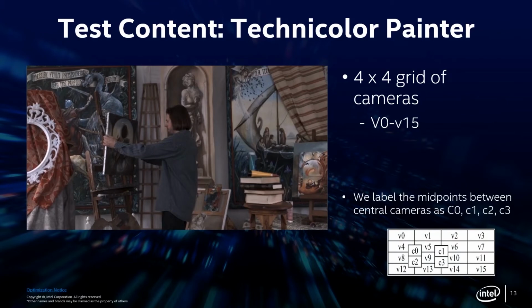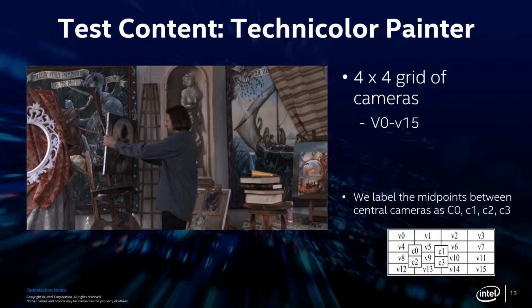So to do some quantification of this and some other concepts we're going to describe, we chose a piece of test content called Technicolor Painter. Technicolor Painter is a video sequence. It's a 4x4 grid of cameras, which we've labeled V0 through V15, which you can see in the lower right corner of this diagram. And we also picked some intermediate viewpoints we call C0, C1, C2, and C3. And you can see how those lie at the midpoints between some of the center camera clusters.